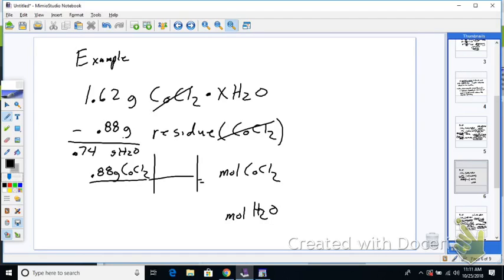0.74. Okay? So then that 0.74 grams of H2O will go here, and then we'll have to do our conversion for that. So we would have to look up cobalt, and we got one of those, and that's 58.933, and we have to add it to 2 chlorines. So we go 58.933 plus 2 chlorines, and we get, make sure I got that right, 129.83.